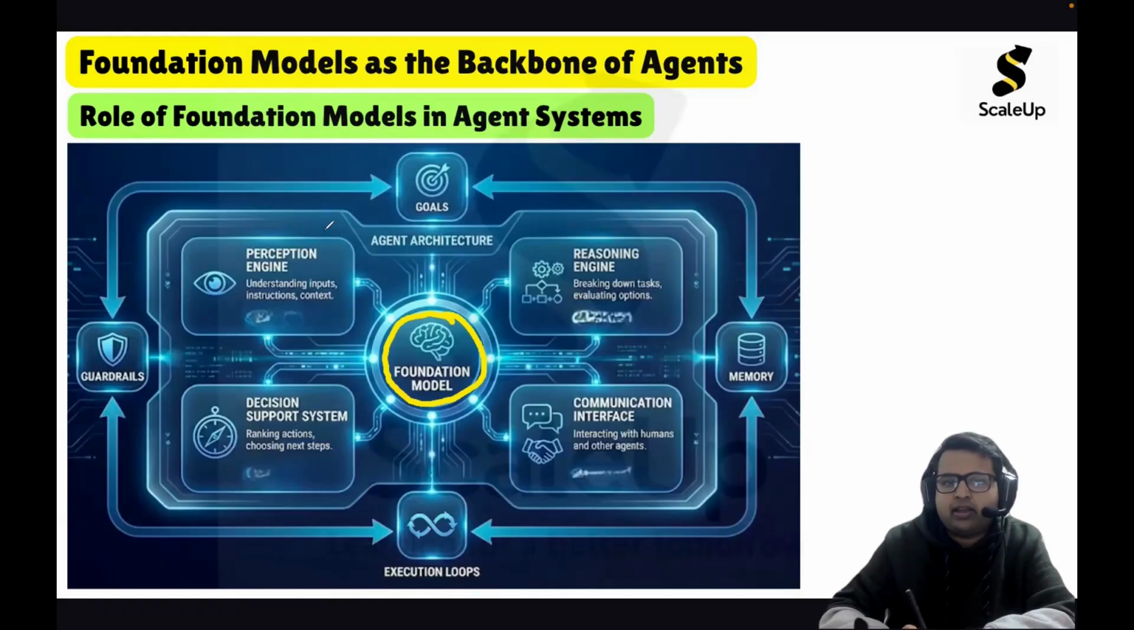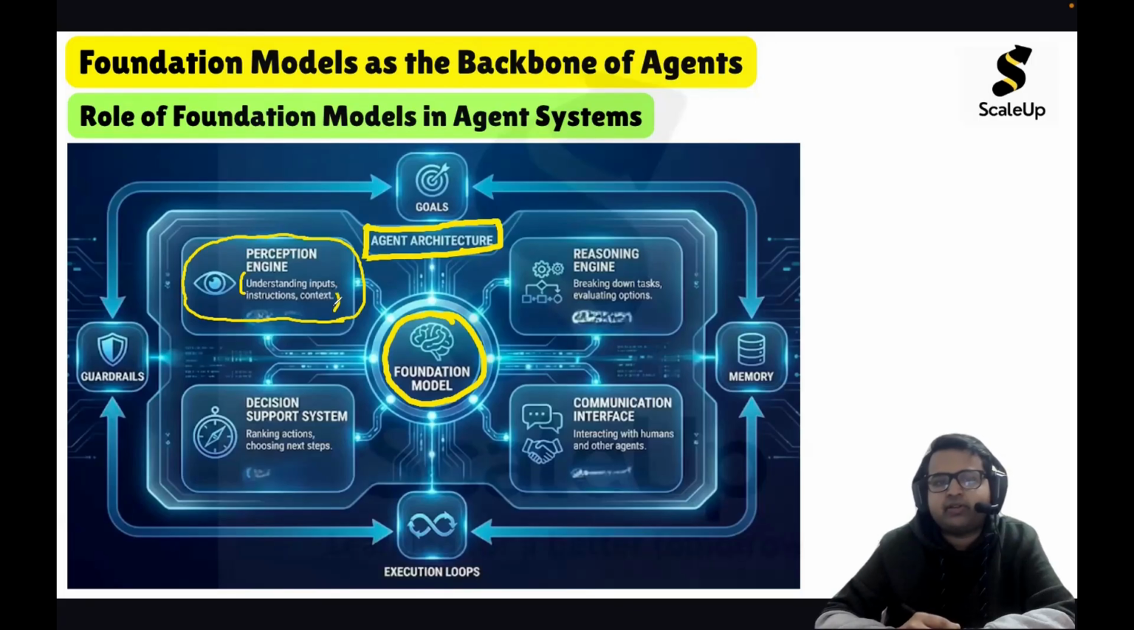In the agent architecture, the agent will perceive the environment. So there will be a perception engine. What is the role of it? It will understand the input, instructions, and context. So perception is all about understanding the inputs, the context, and the instructions. Decision support systems. Okay, before that, the reasoning engine.